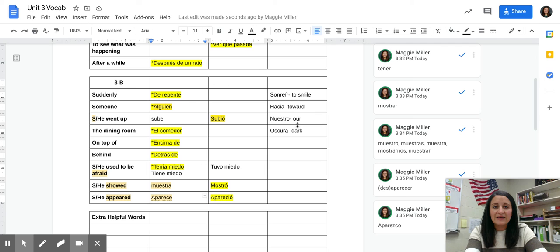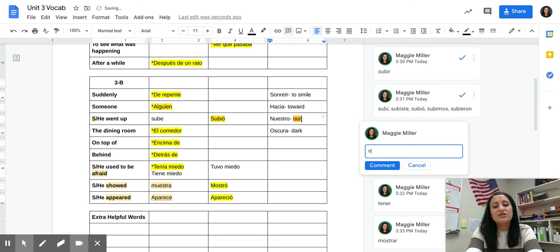Nuestro is our, like it's our house. Now, nuestro is what we call a possessive adjective. So because it's an adjective, it can modify in number and gender. So if I was going to say it's our house, I would actually say nuestra casa because casa is feminine and singular. So this would have to match. But if I wanted to say our cars, sure. Nuestros carros, right? Because now it's masculine and plural. So just know that you can modify it in all those different ways.